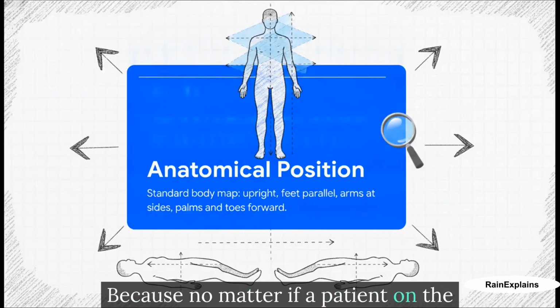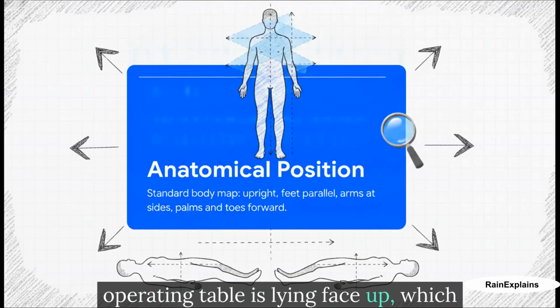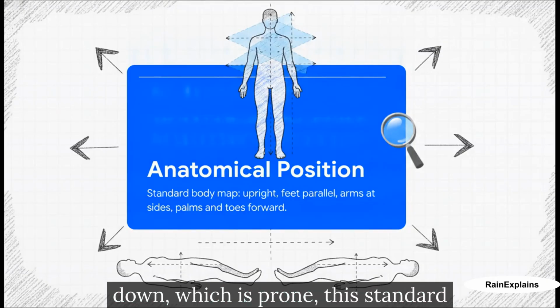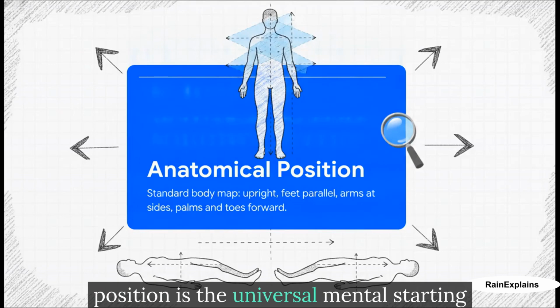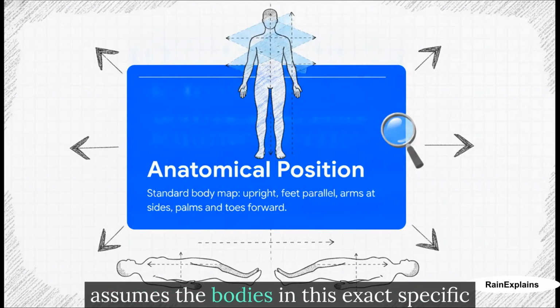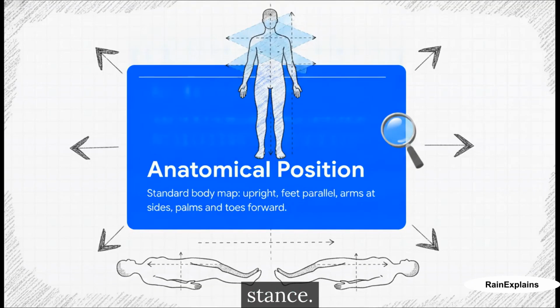And why is this absolutely crucial? Because no matter if a patient on the operating table is lying face up, which, by the way, we call supine, or lying face down, which is prone, this standard position is the universal mental starting point. Every single directional term we use assumes the body's in this exact specific stance.